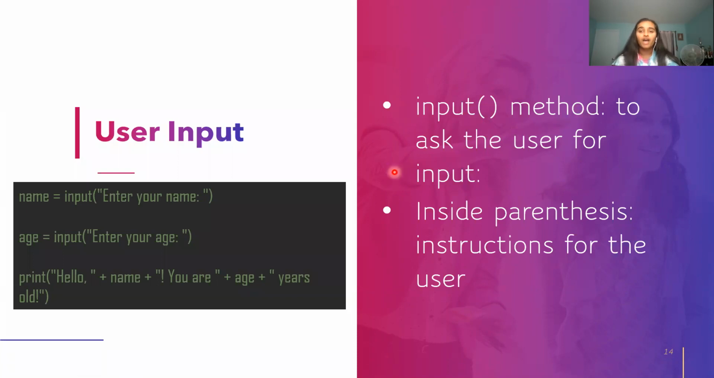Okay, so user input. The input method allows you to ask the user for any input. For example, if you want to find out what the user's name is, so let's say I'm playing a game, and sometimes the games will say, what's your name? They're pretty much calling that input function. They will say input, in quotations, enter your name. Whatever goes inside the parentheses of the input method will be instructions for the user.